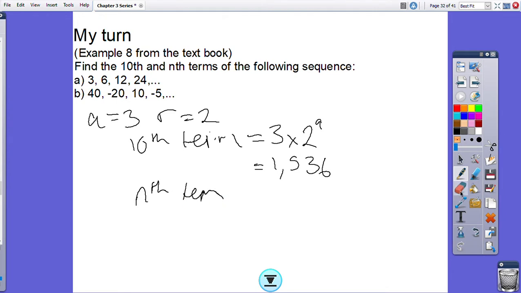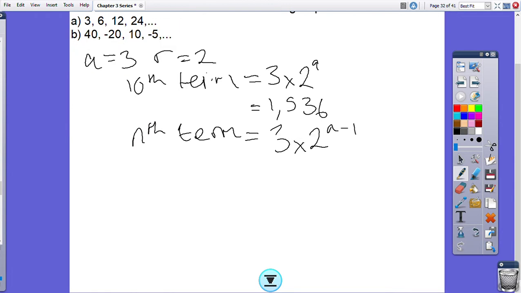Oh, I wish I could write properly. Let's just write that a little bit neater, and just a bit neater. We've got 3 times 2 to the n minus 1. Now I'm going to write this slightly different to the way that the book writes it. I'm going to leave the 3 as it is for now, but the 2 to the n minus 1 is like doing 2 to the n divided by 2.